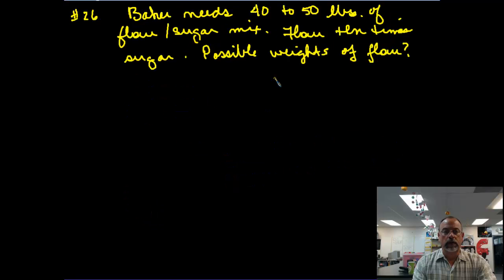So number 26, I'm going to go ahead and walk you through. Baker needs 40 to 50 pounds of a flour-sugar mix. Well, if I'm going to mix flour and sugar, I'm going to add flour and sugar together. So I'm going to add the flour plus the sugar. And when I get done, I need to have at least 40 and no more than 50. It needs to be between 40 to 50 pounds.